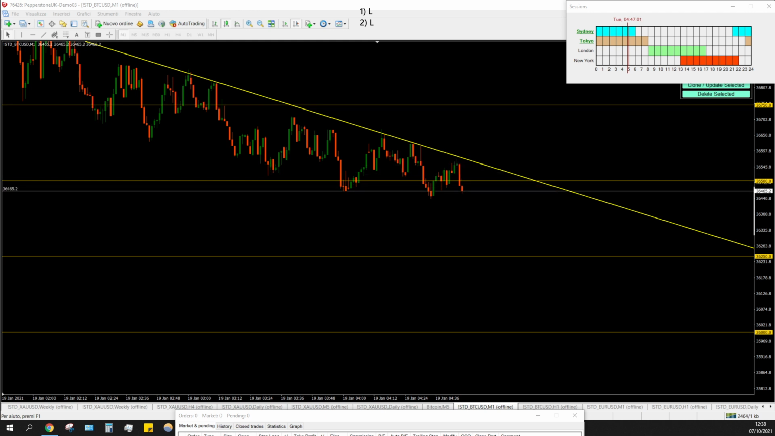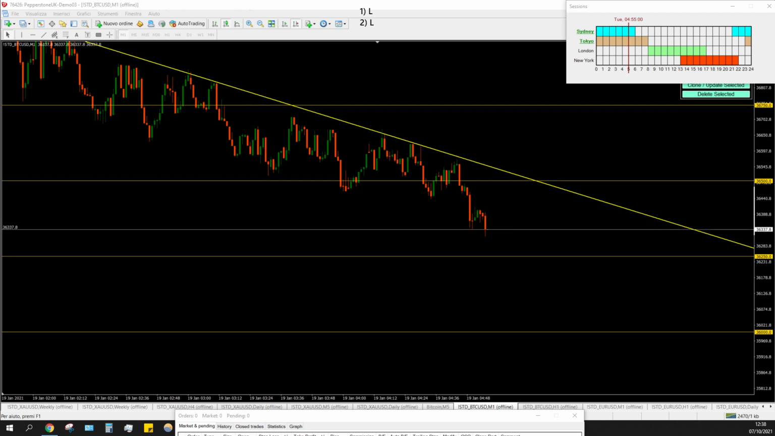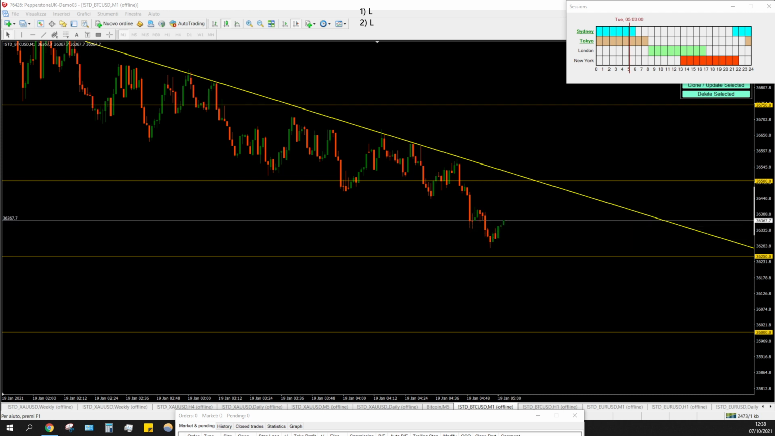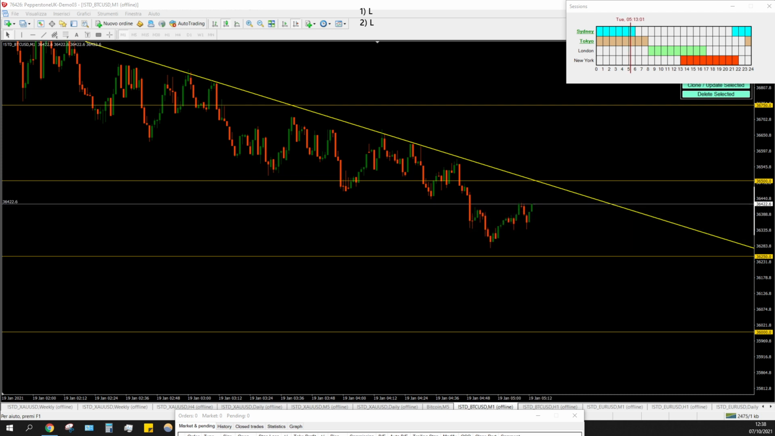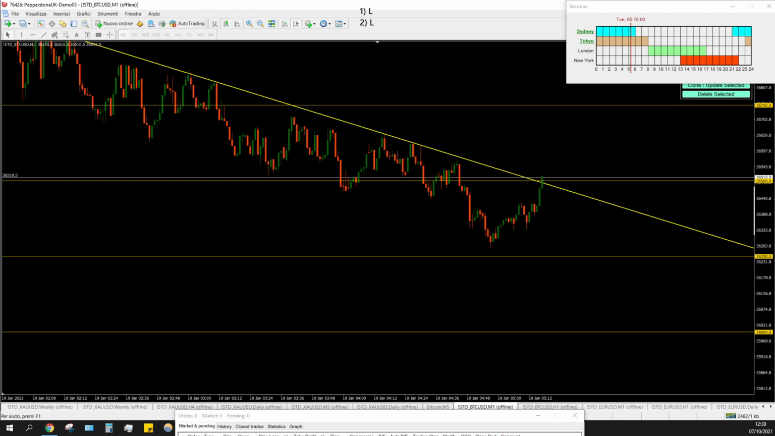Ranging, and we get stopped out by the spread. In continuation down, but as you can see, even without the spread, we would have got only 17 pips. So we got our third L. There you go.